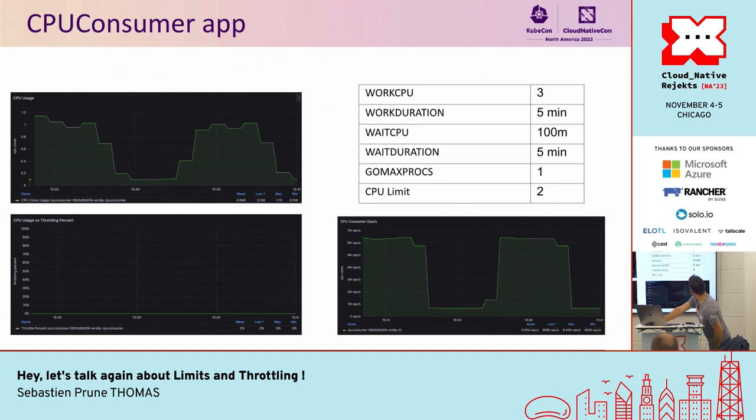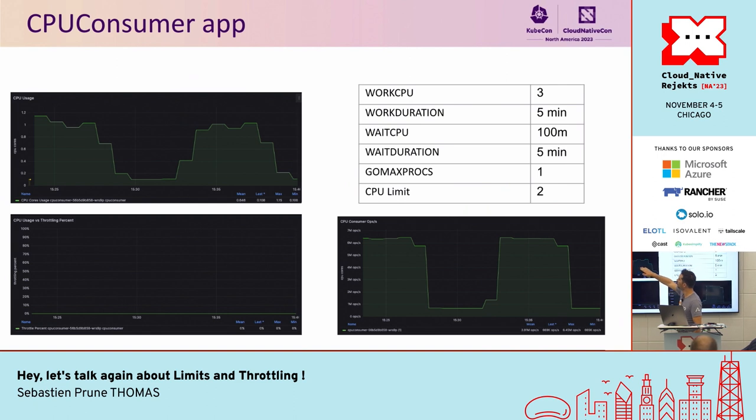And it goes like that. So now I'm still saying use three CPU, but GOMAXPROCS is one, and I said CPU limit two. Because I set my GOMAXPROCS to one, Go will change the way it schedules things. Only one goroutine will be running at a time. So we're actually using exactly one CPU.